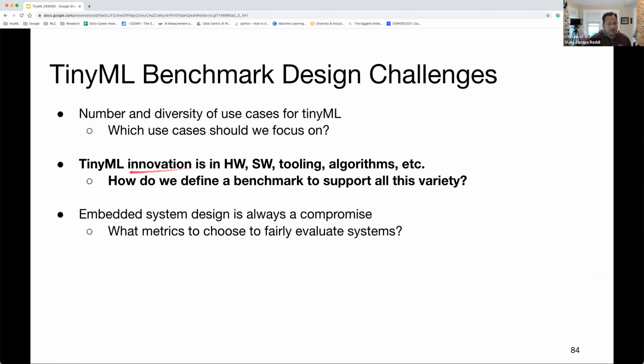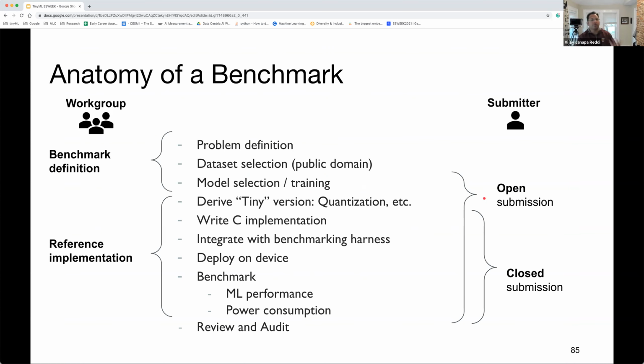Given that there's so much innovation at the heterogeneity level, across hardware, software, algorithms and so forth, how do we define a benchmark to support all of these different use cases? You need to have some sort of principled approach. So the first thing is, what's the benchmark definition? Don't worry about what's in the middle. I'll explain all of this as I go through. The key phases are really benchmark definition.